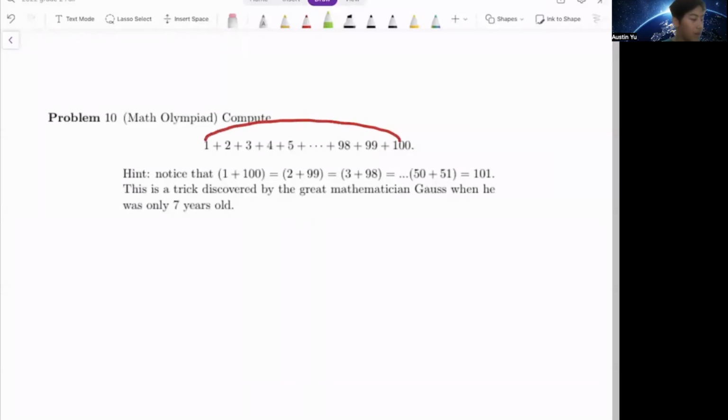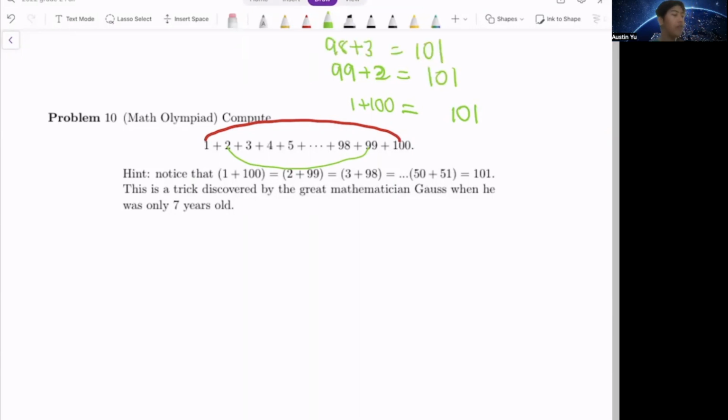And the same thing goes for 99 and 2. This all equals 101. So 1 plus 100 equals 101. 99 plus 2 is also equivalent to 101. Same thing goes for 98 plus 3. We notice here that there are 50 pairs because 100 divided by 2, since there are 2 numbers in each pair, that would just be 50. So we know that there are 50 pairs.